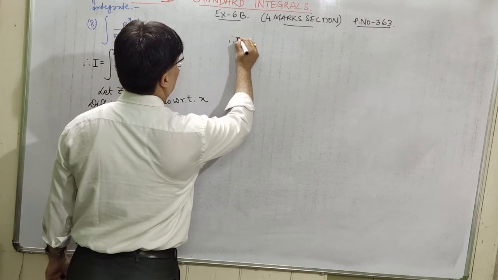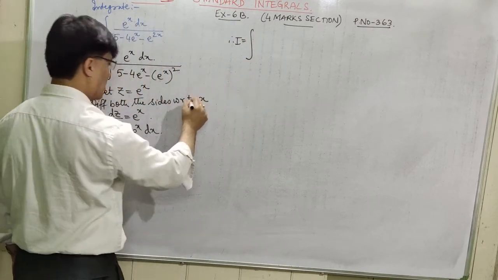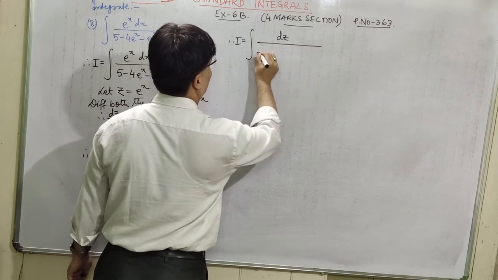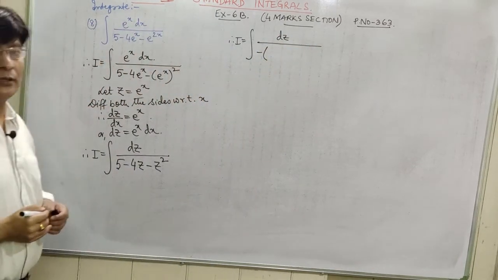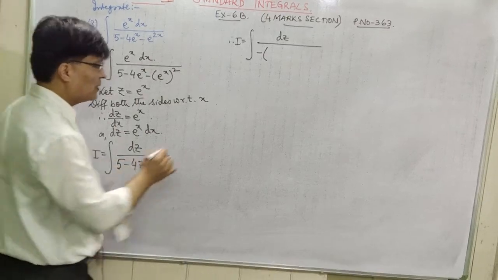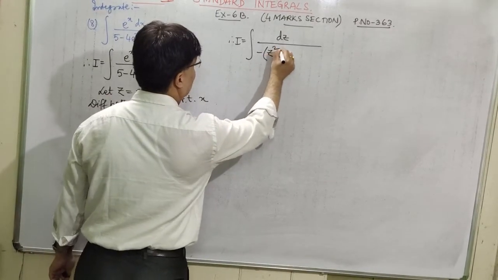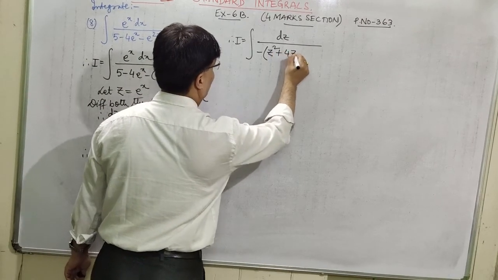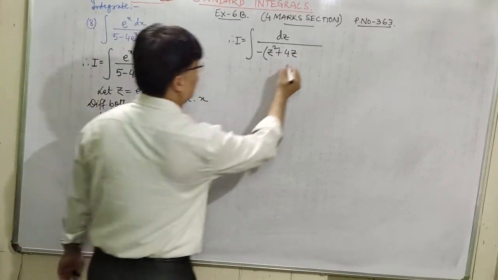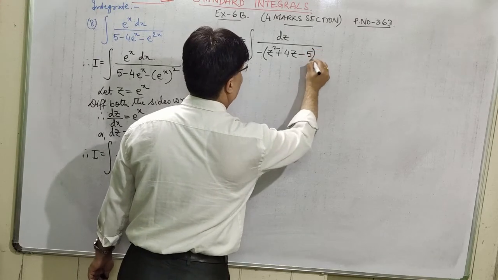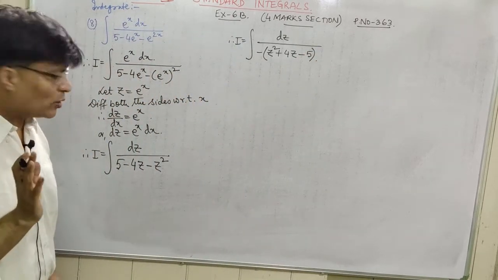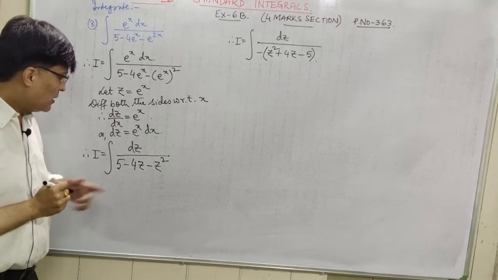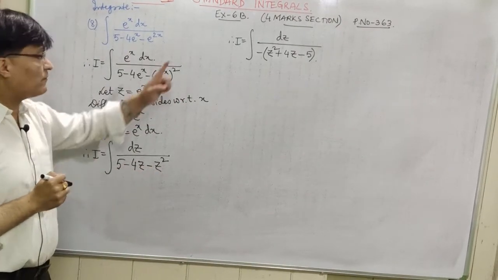So I is equal to integration of dz in the numerator, divided by, minus is taken common. So within the bracket, what do we get? Minus into minus plus z square, minus into plus 4z, then minus into plus minus 5. So it is minus 5. Is that clear to all of you? So minus is taken common. So within the bracket we have z square plus 4z minus 5.